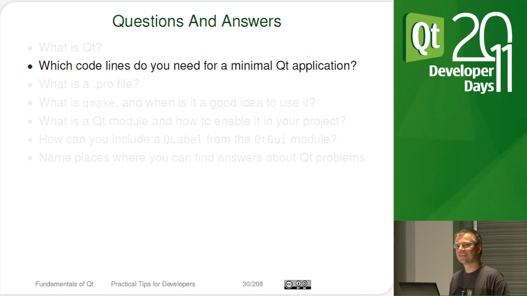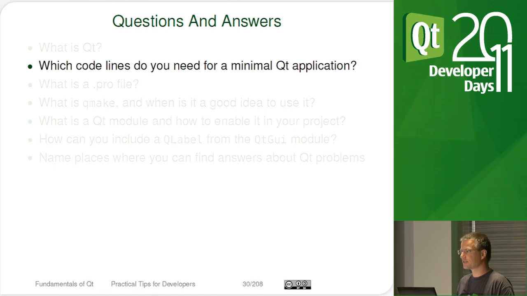So, second question, which code lines do you need for a minimal Qt application? Any volunteers? The include statement and the instantiation of an object. Okay. Yes, so we need to instantiate an object, which is mainly a QApplication object. In our example, we had a top-level widget, which was a push button, or it can be something else, so that we show some widgets on the screen. And at the end, we have to execute the event loop, which we do by running the QApplication exec function.